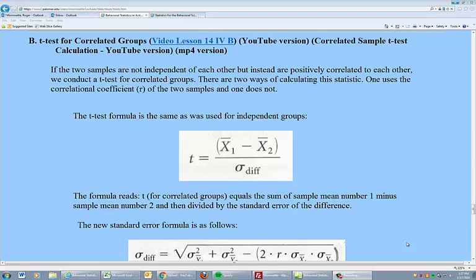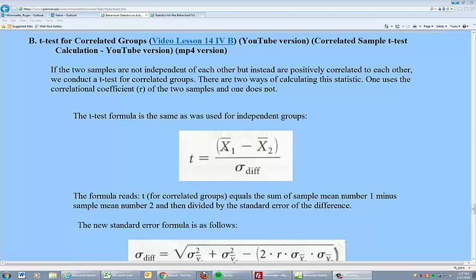All right, now let's do a t-test for correlated groups. In this situation, correlated groups means you're dealing with a within subjects design or repeated measures design, where you have the same subjects in each level of the independent variable. We start with the formula that is identical to the t-test for independent groups.